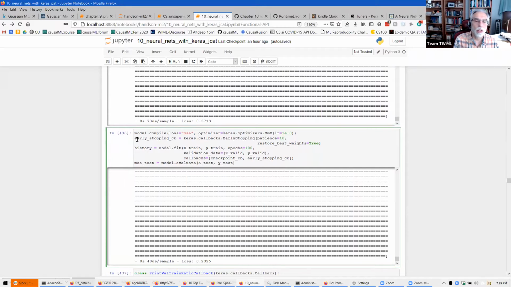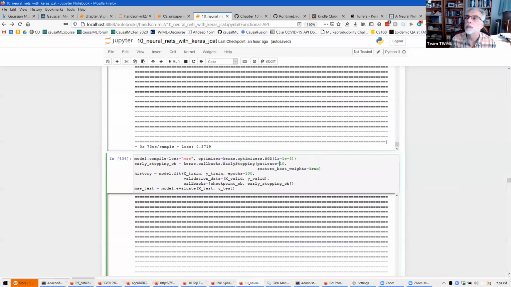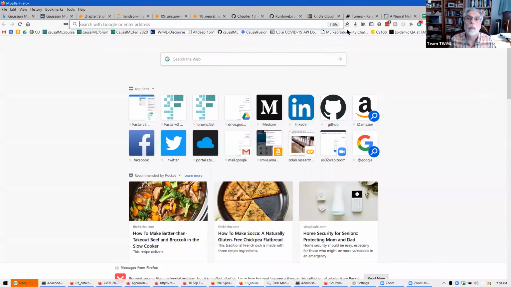Okay, and then the next one, they give an example of an early stopping callback, which is already provided by Keras. There's a patience parameter, and I don't remember what that is, so let's look that up unless somebody remembers it. Let's look up this callback and see if we can remember what that patience parameter is.